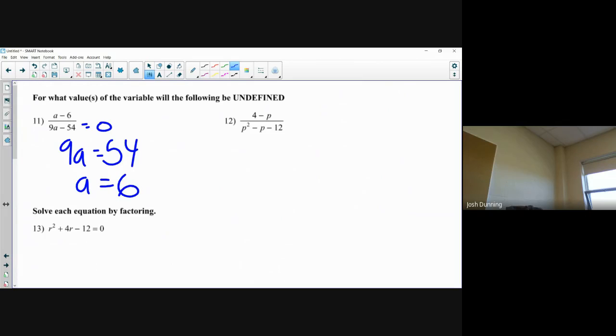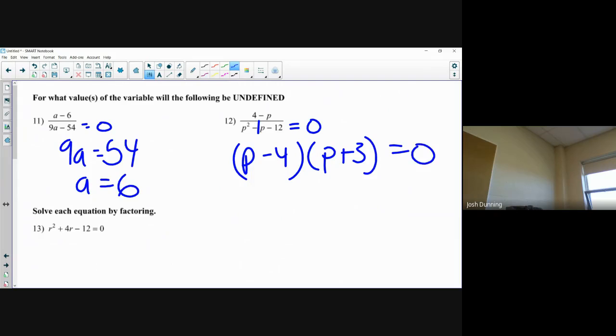12, though, is a quadratic, has a square variable. And then also don't forget that there's a -1 in front of that p in the middle. We use 4 and 3. The 4 has to have the minus, so they would add up to -1 in the middle. Now we just say p equals 4, or p equals -3.